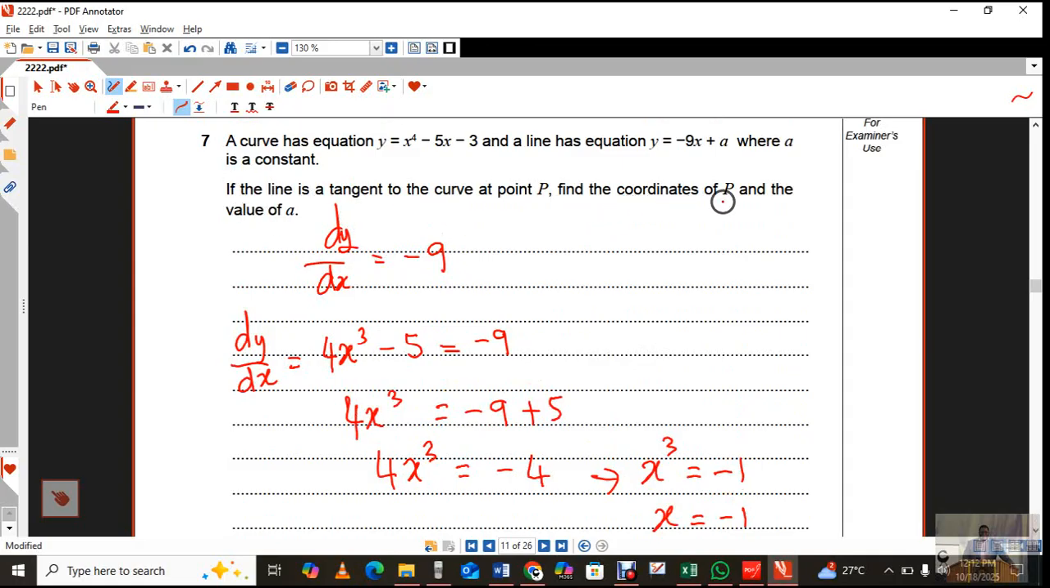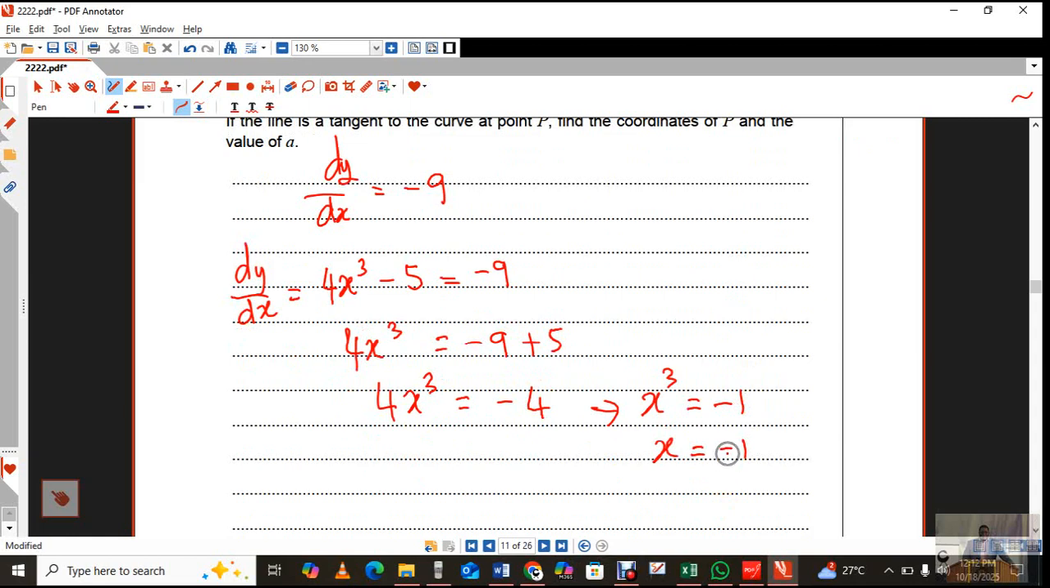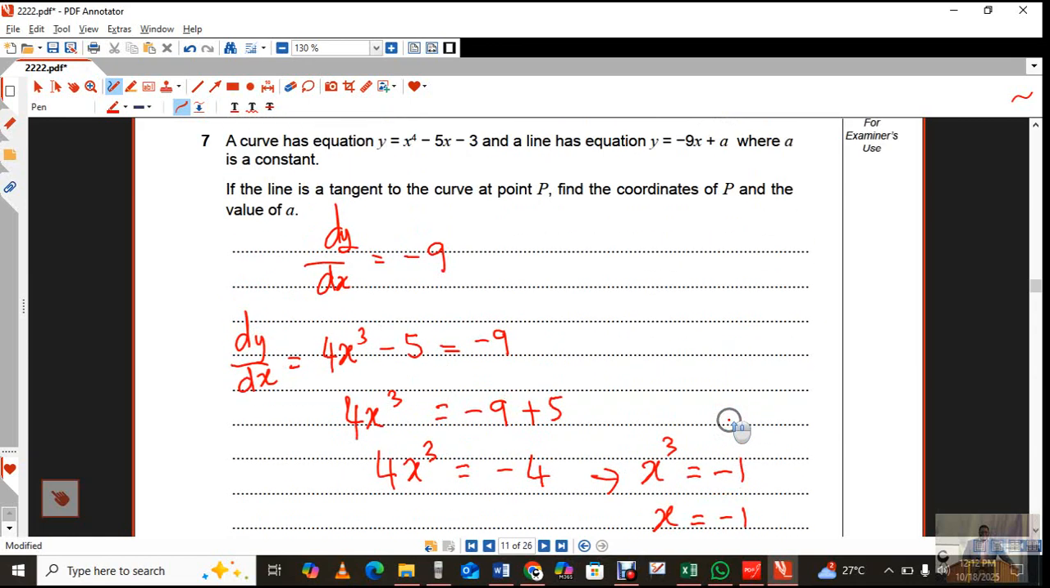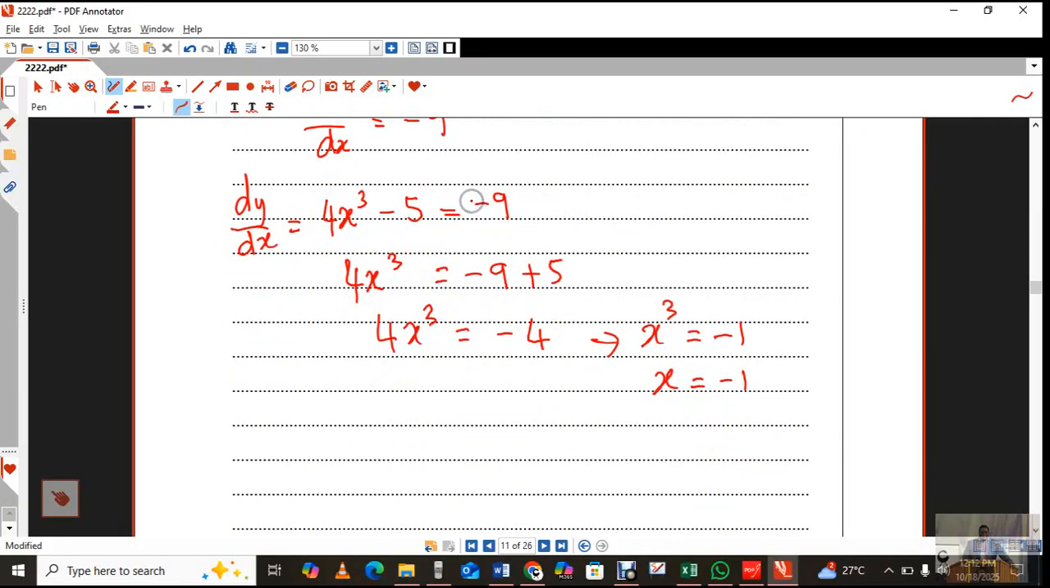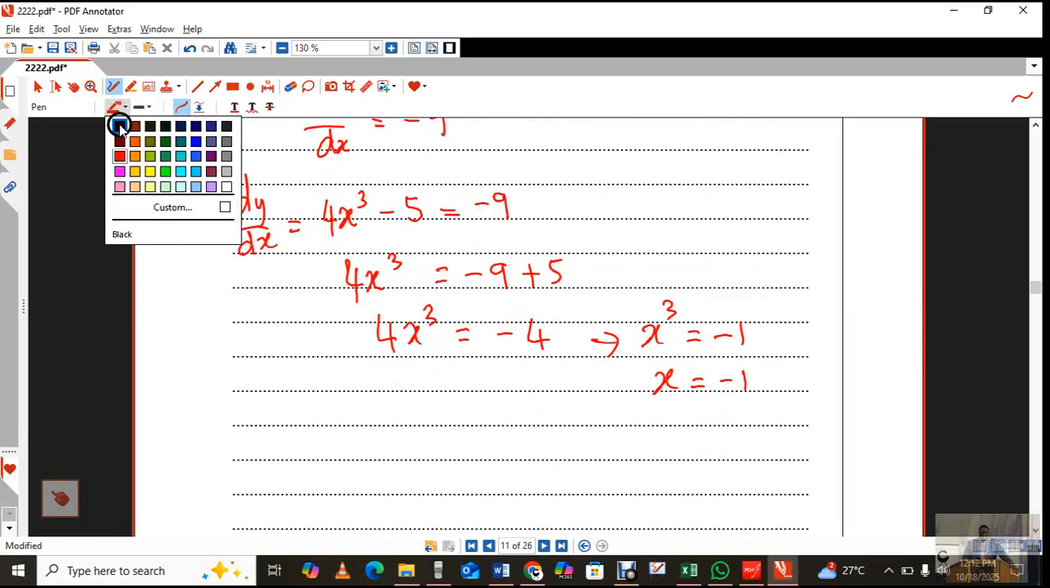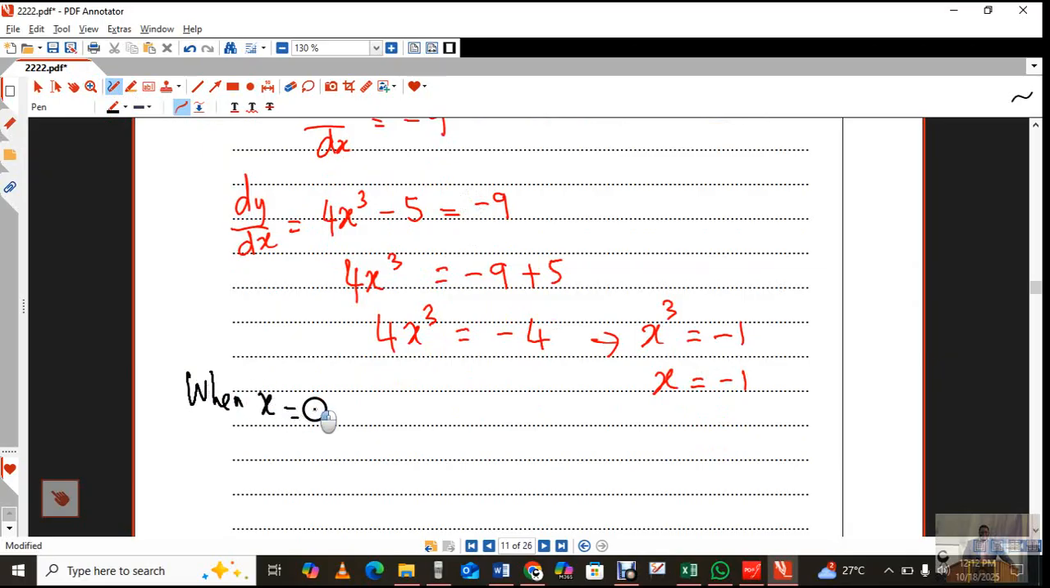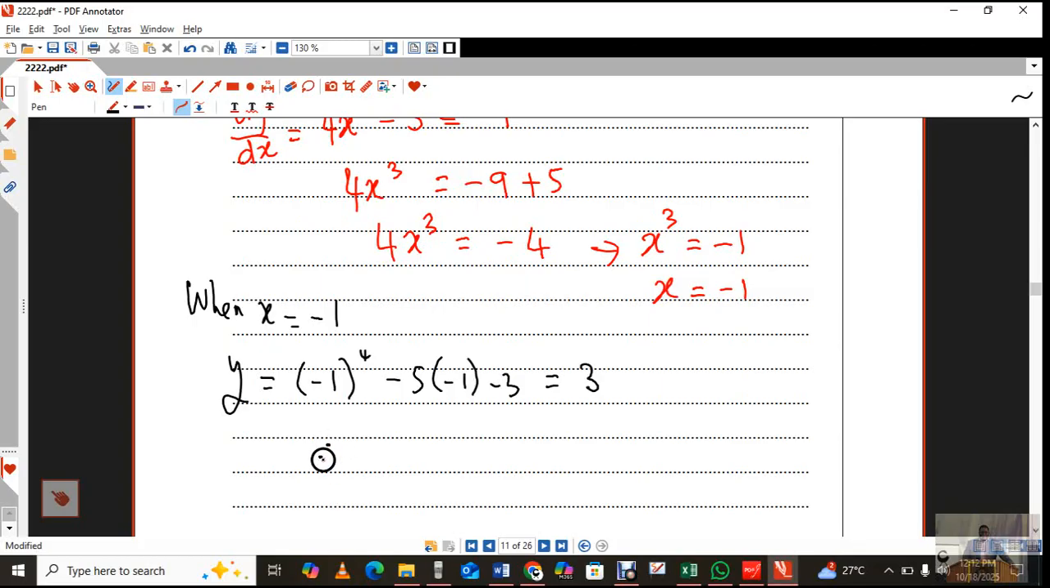They say we are supposed to find the coordinates of point P. Now, if I know the x value, I can calculate the y value. I can substitute this x value back into the equation of the curve or the equation of the line. But I'm not going to use the equation of the line because there's another unknown variable. So I'm going to substitute into the equation of the curve to find my corresponding y value. So when x equals negative 1, y is going to be negative 1 to the power 4 minus 5 times negative 1. Now I'm substituting into the curve. y will give me a value of 3. Therefore, the coordinates of P are negative 1, 3.